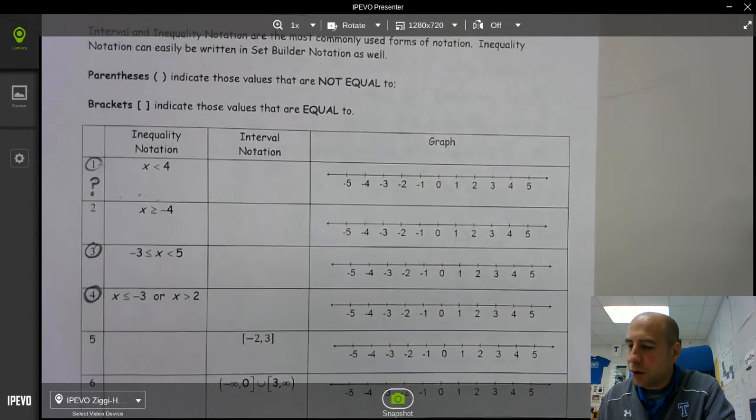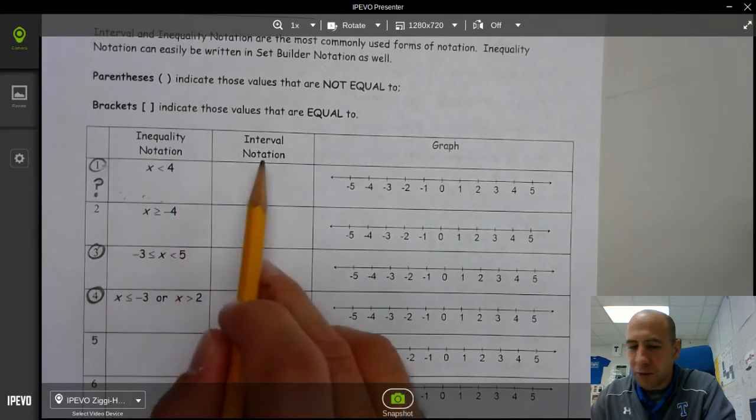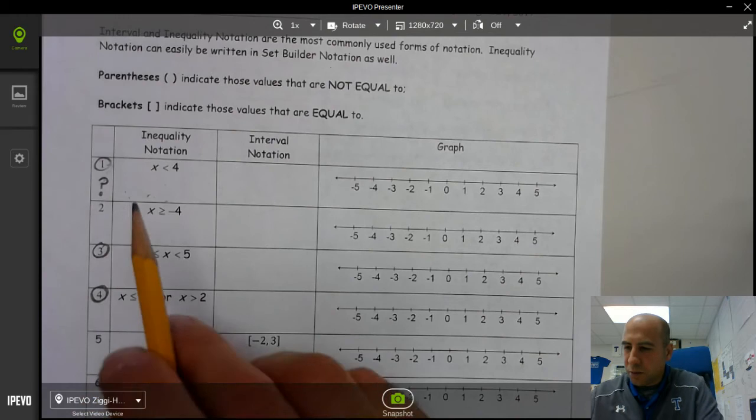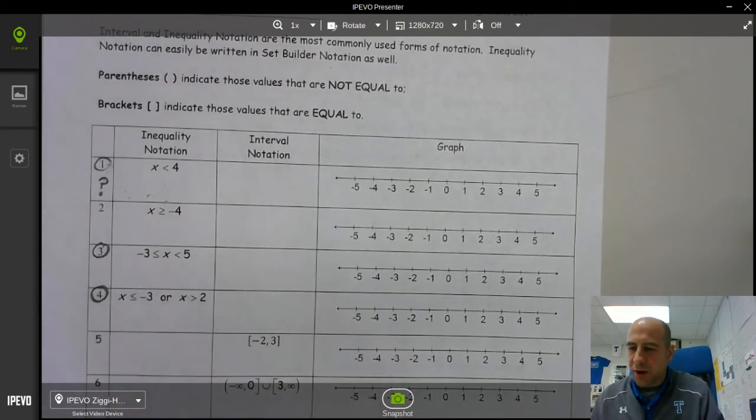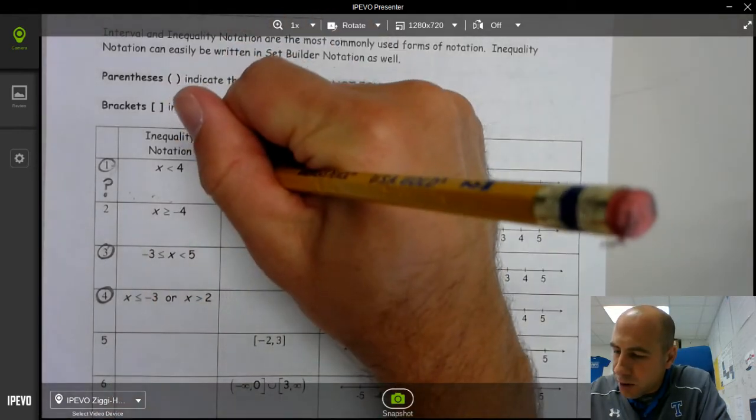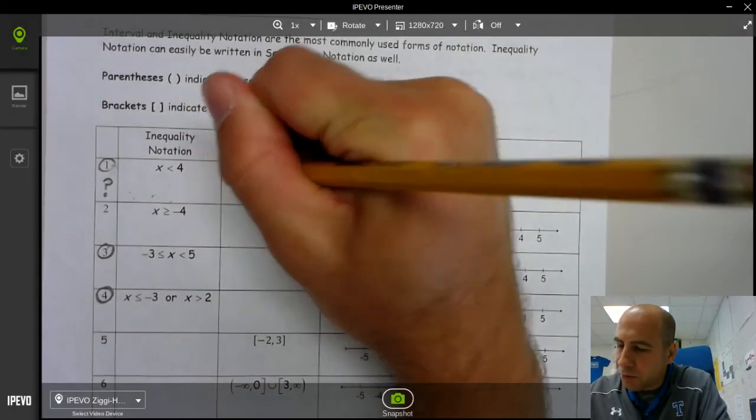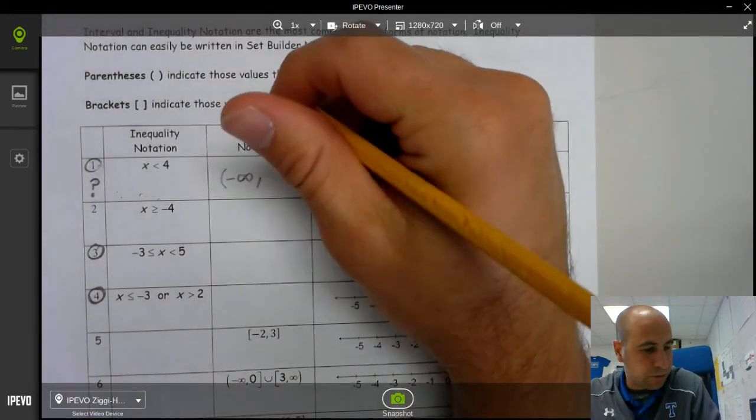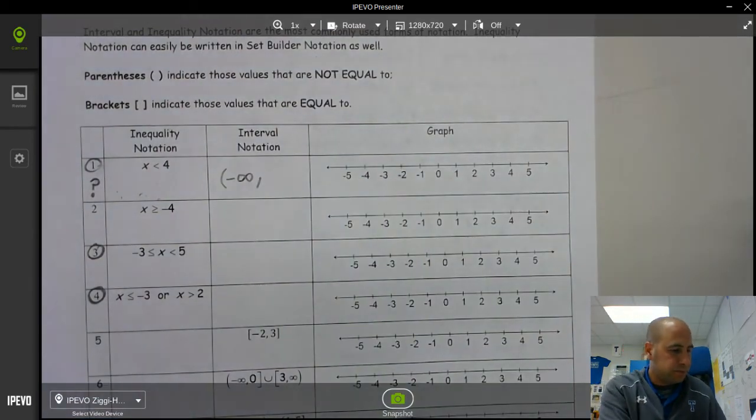All right, so this is inequality notation, but now it wants interval notation. So I'm going to go to my notes, and interval notation in the notes says it's all symbols. That includes the parentheses and brackets. The way this works is you always go from left to right. So this says x is less than 4. So all the numbers less than 4 come from negative infinity. So we're coming from the left, from negative infinity, and we're going to stop at 4.